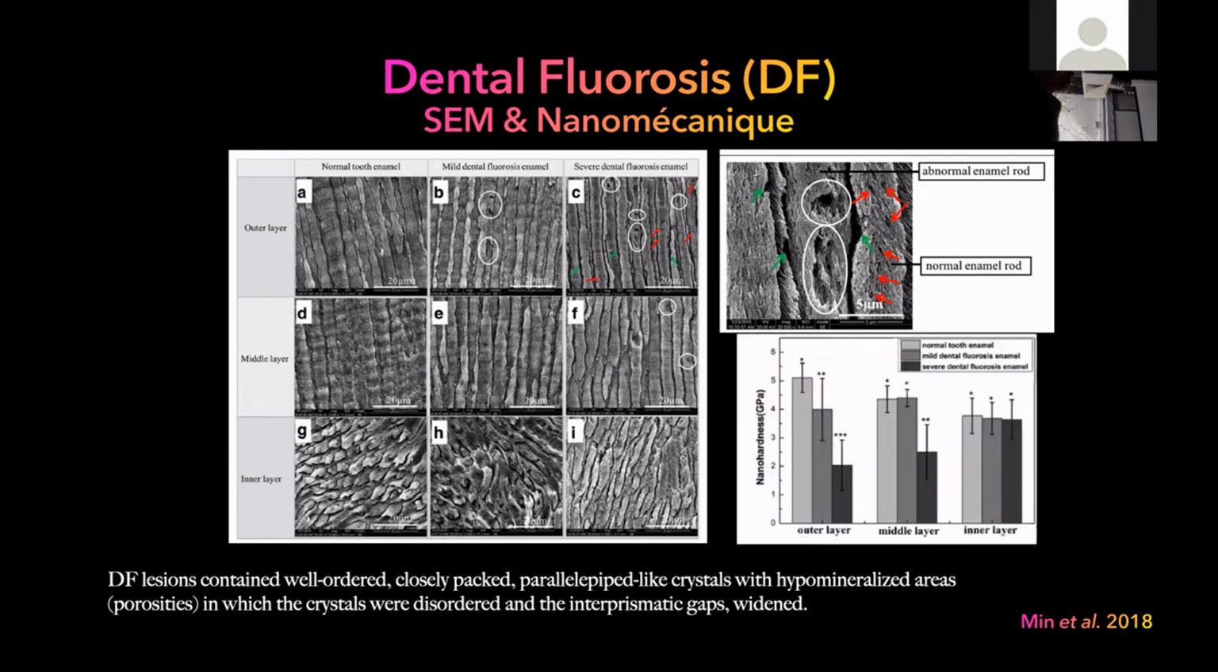And what about the mechanical properties? As you can see here, clearly the outer layer is impacted, whereas the inner layer remains normal. And if we consider the severe form of dental fluorosis, then the middle layer of enamel will be affected also.